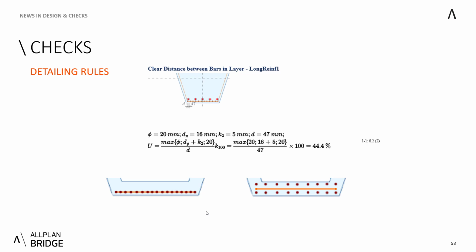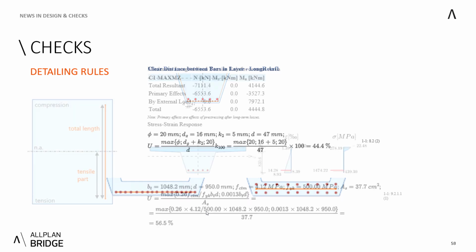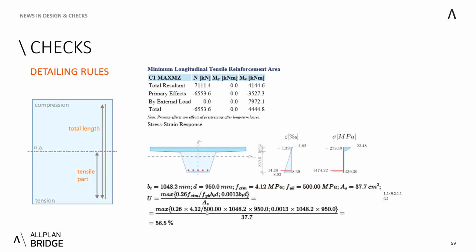Therefore, it's always up to the consideration of the user which approach he used. The second part is the minimum longitudinal tensile reinforcement area covering the flexure. And as I've explained to you, it's always considering only the tensile part of each boundary if it goes through both compression and tension.